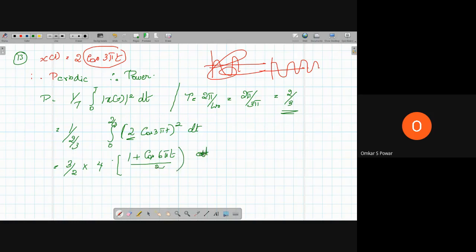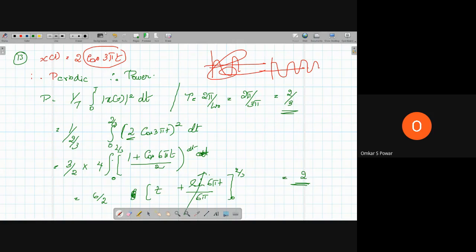Okay. Now this is dt, it varies from 0 to 2 by 3. So we have 6 by 2 outside. If you do the integration, it will be t plus sine 6 pi t by 6 pi, which varies from 0 to 2 by 3. Solve this, you will get as answer 2, because this will be 0 and 2 by 3 will be 6 by 2 into 2 by 3 is equal to 2. So this is how you solve the problem.